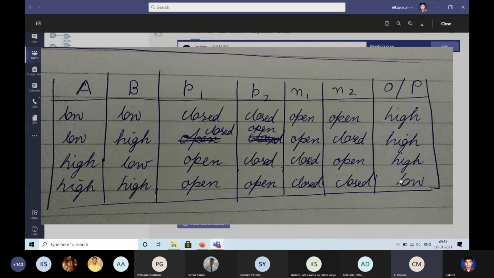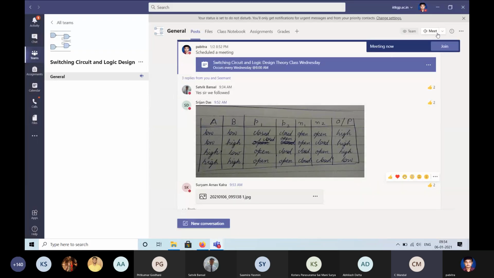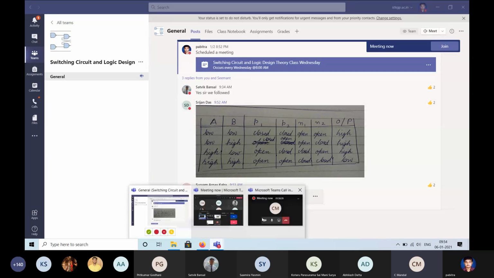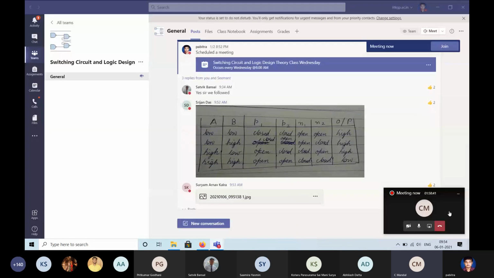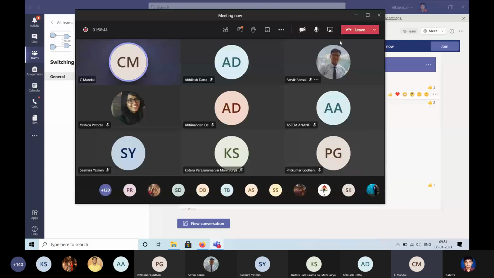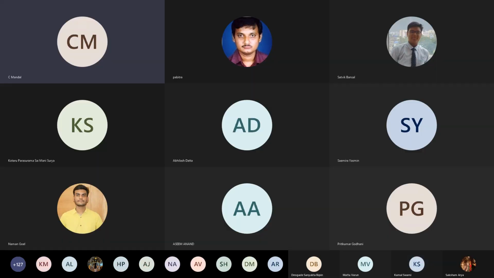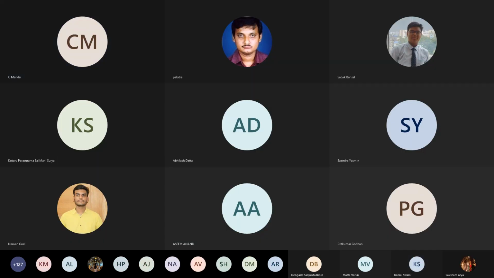So now you basically know how to analyze it, right? It's not very difficult. So I think we are done for today. There are a few more circuits. I think we can take those up in the next class tomorrow. All right. So I think we can stop here today, right? Pavitra?